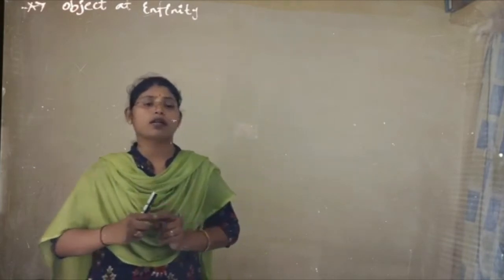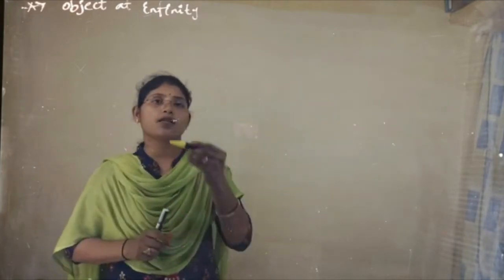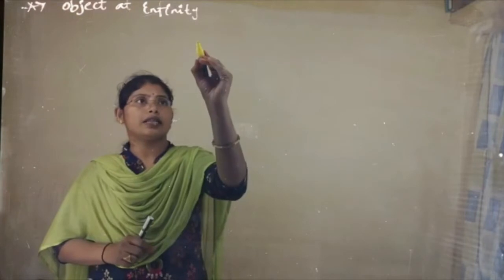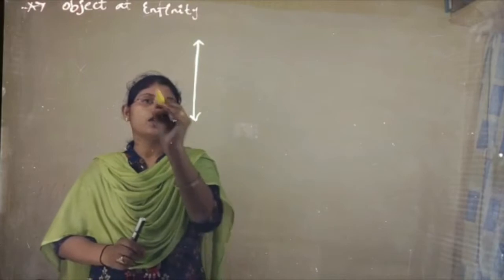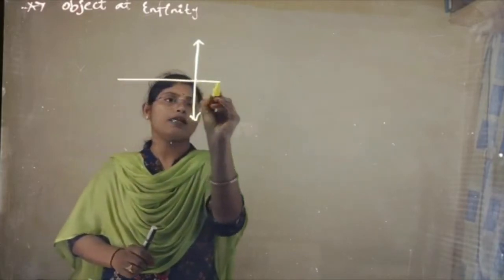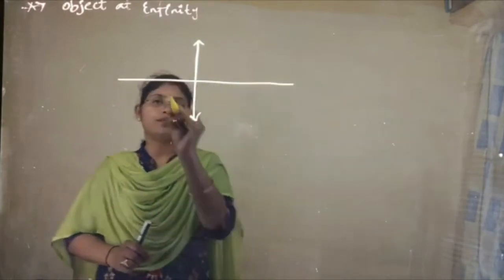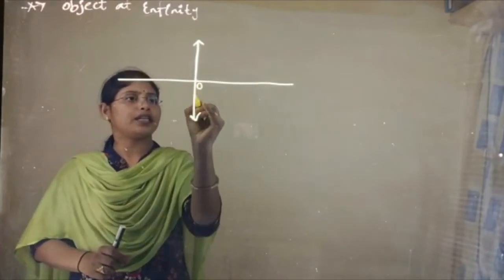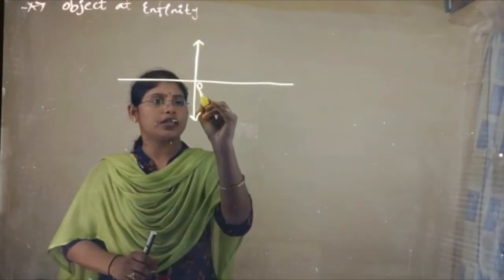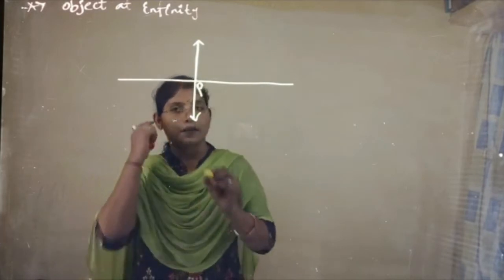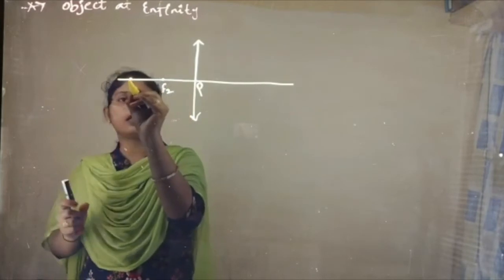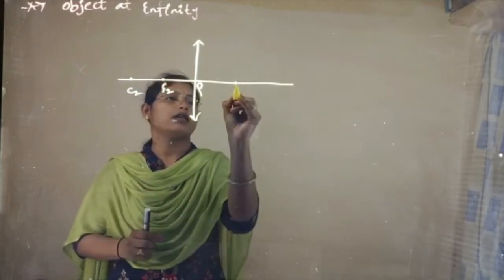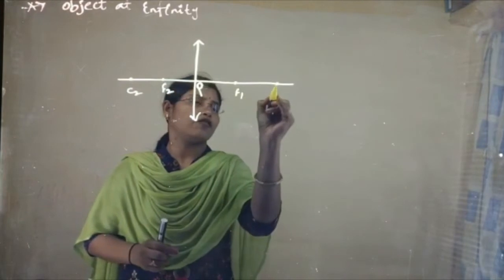For this case, I have to consider a convex lens. The convex lens is in the form of this. Now I have to draw the principal axis. Here the optic center is there, represented by the letter P. This lens has two focal points and two centers of curvature, that is C1, C2 and F1, F2.